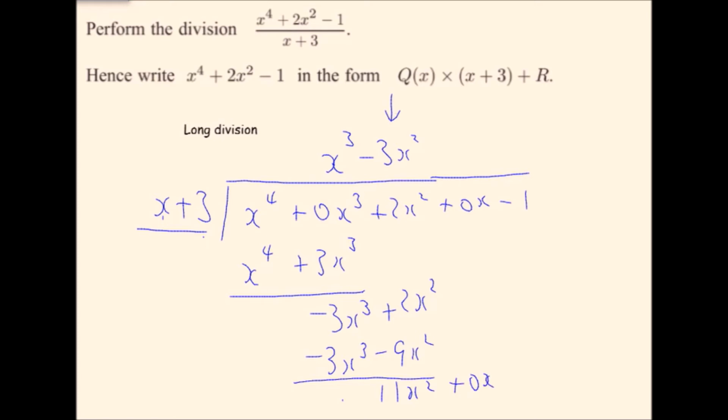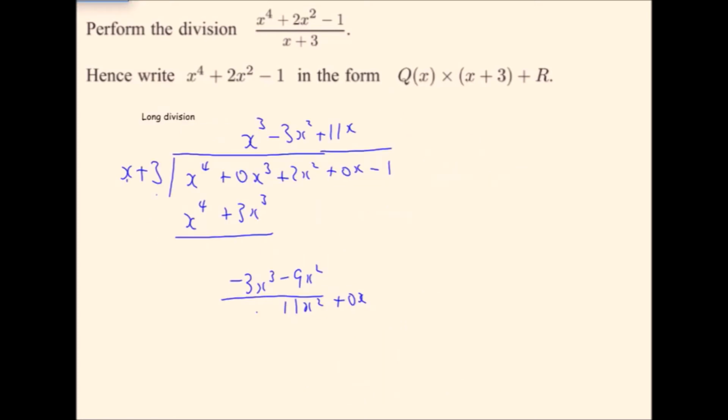Work out what I times the x by to make it become the 11x squared. That'll be 11x. So 11x times by x would make 11x squared. We've got 11x times by 3 is plus 33x. And now we subtract those two there. We get no x squareds and minus 33x. Bring down the minus 1.